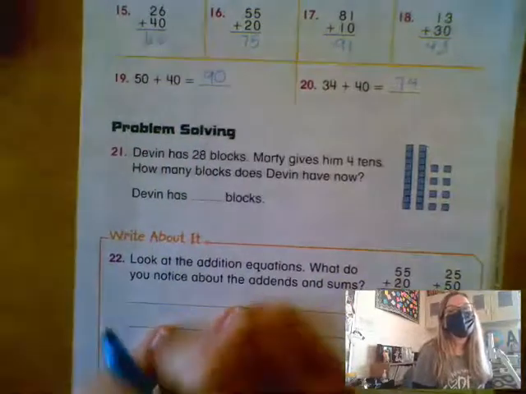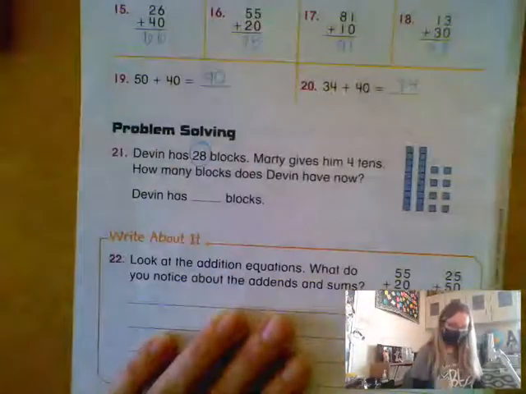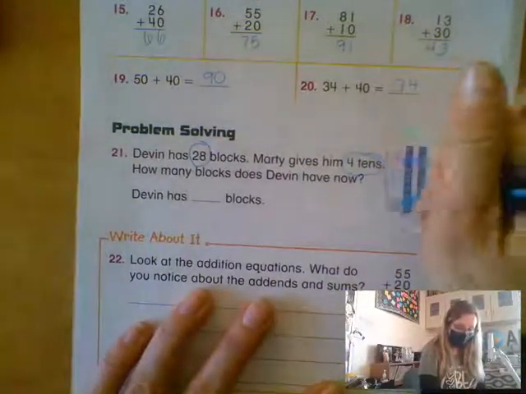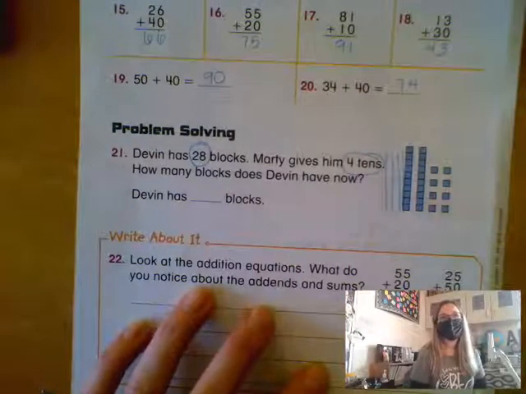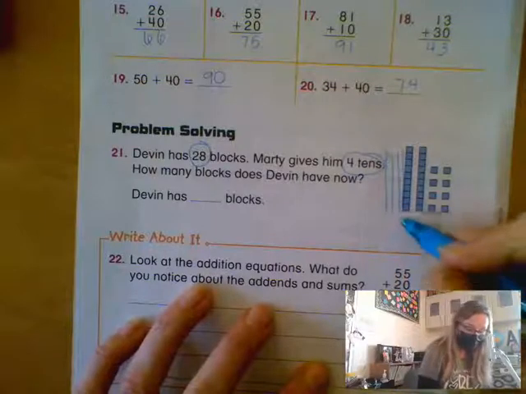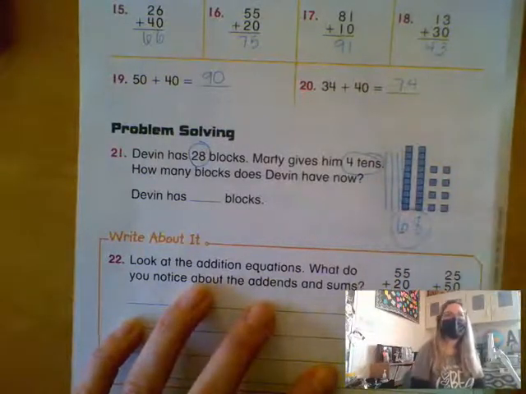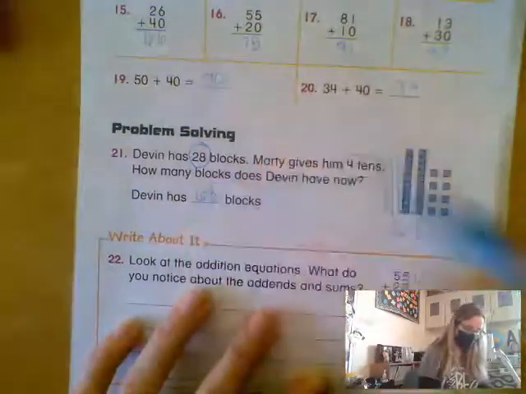Devin has 28 blocks. Everyone circle 28 blocks. Marty gives him 4 tens. So let's draw in 1, 2, 3, 4 tens. So now how many blocks does he have? Well, he's got 1, 2, 3, 4, 5, 6 tens now. But he still only has 8 ones. So how many does he have, Camila? 68. Good job.